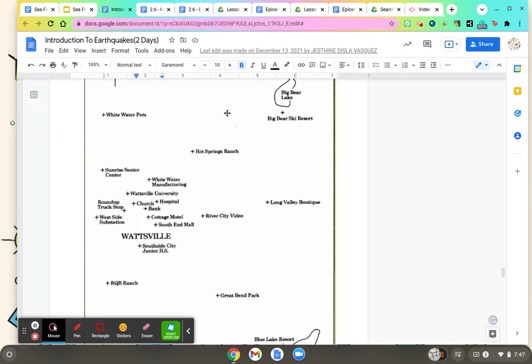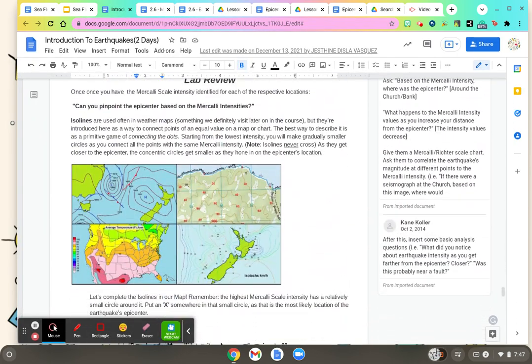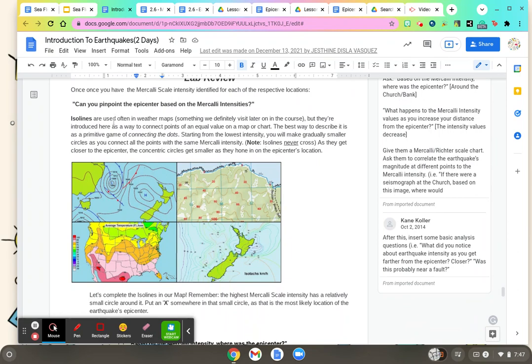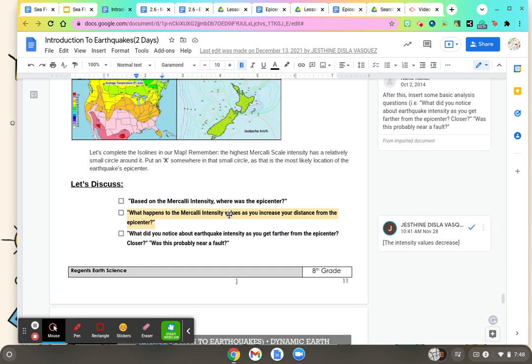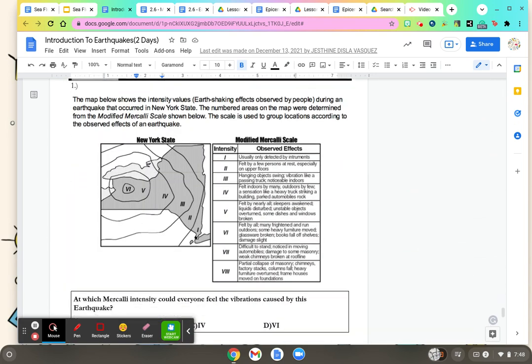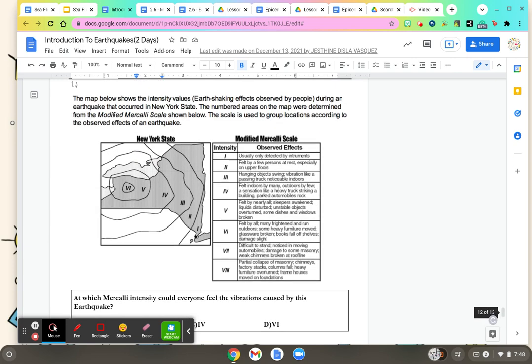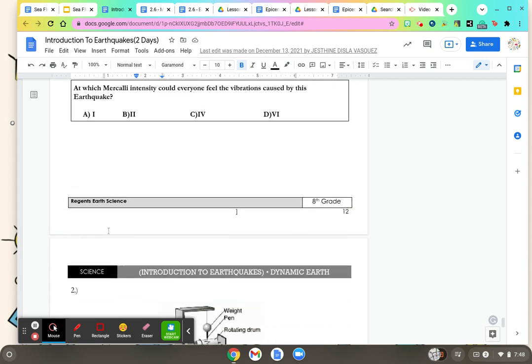If we go back to the lab, this just explains isolines, which are just, like I said before, connecting the same intensities together. Sometimes you'll see that in weather maps and other geographic maps. And then you will want to complete, I believe there's only 2 questions. Yes, there's 2 questions based on the Mercalli scale at the end of your lab.